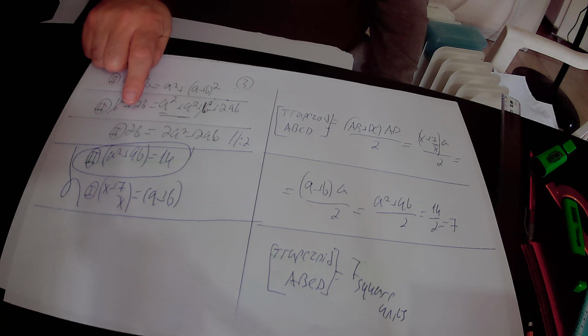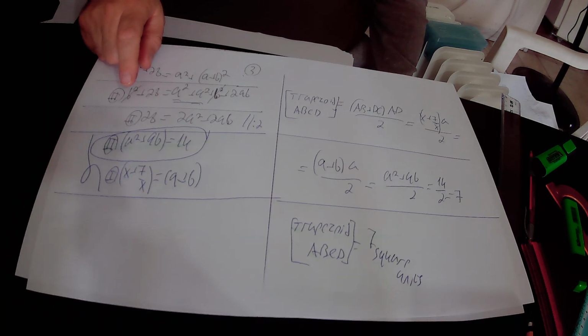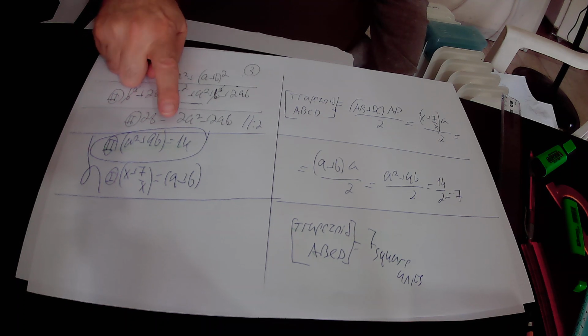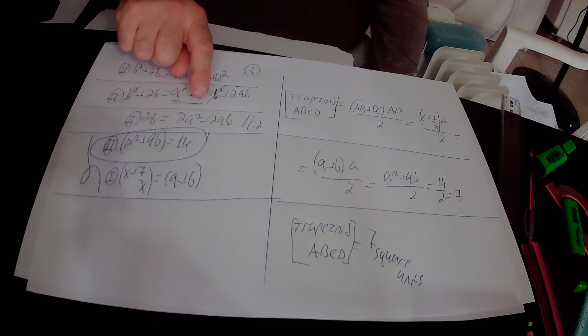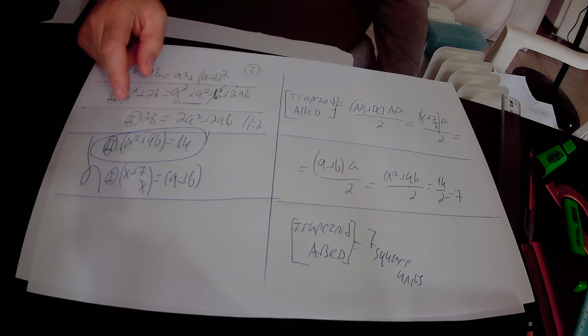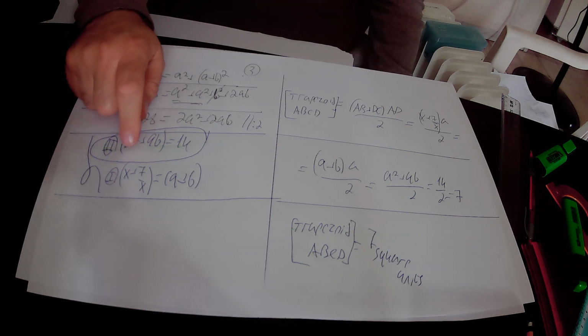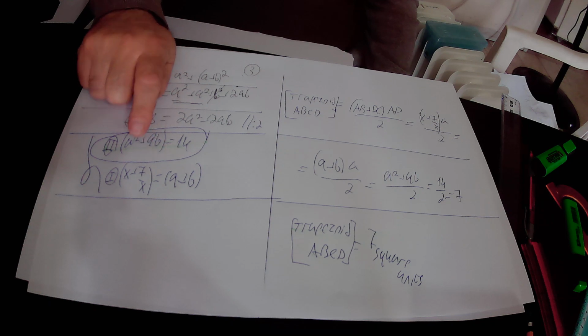We divided equation 2 by 2, and finally found that 28 over 2 is 14, 2A square over 2 is A square, and 2AB over 2 is AB. So in total, according to equation 2, we found that A square plus AB equals 14. This is according to equation 2, while according to equation 1, we have only found that X plus 7 over X equals A plus B.